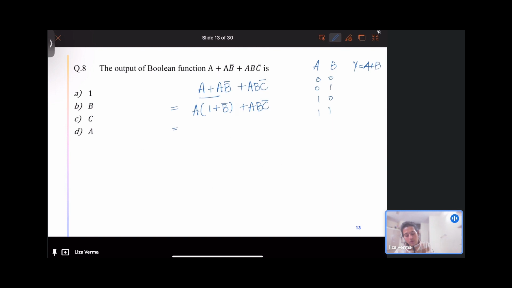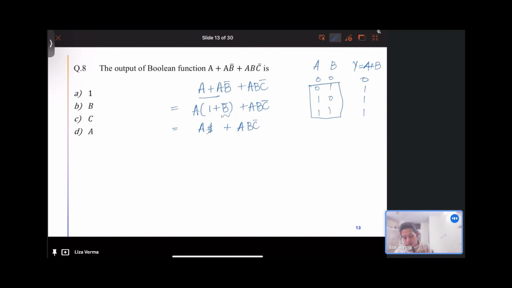If this is the truth table of OR, 0 plus 0 would be 0, then 1, 1, 1, which means if any of the inputs is 1, then the output of the OR gate will be 1. So no matter what B bar is, if there's an OR operation with 1 of any input, the output would be 1, which means this will be a dot 1 plus a b c bar.